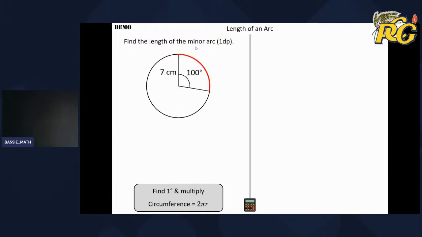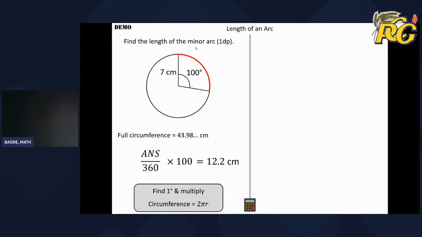As we continue, we have 7 centimeters the radius, 100 degrees as the angle subtended by the arc. So we find the circumference again, 43.98, and then we multiply that by the angle. The fraction is going to be 100 over 360, right? And we end up with 12.2 centimeters.